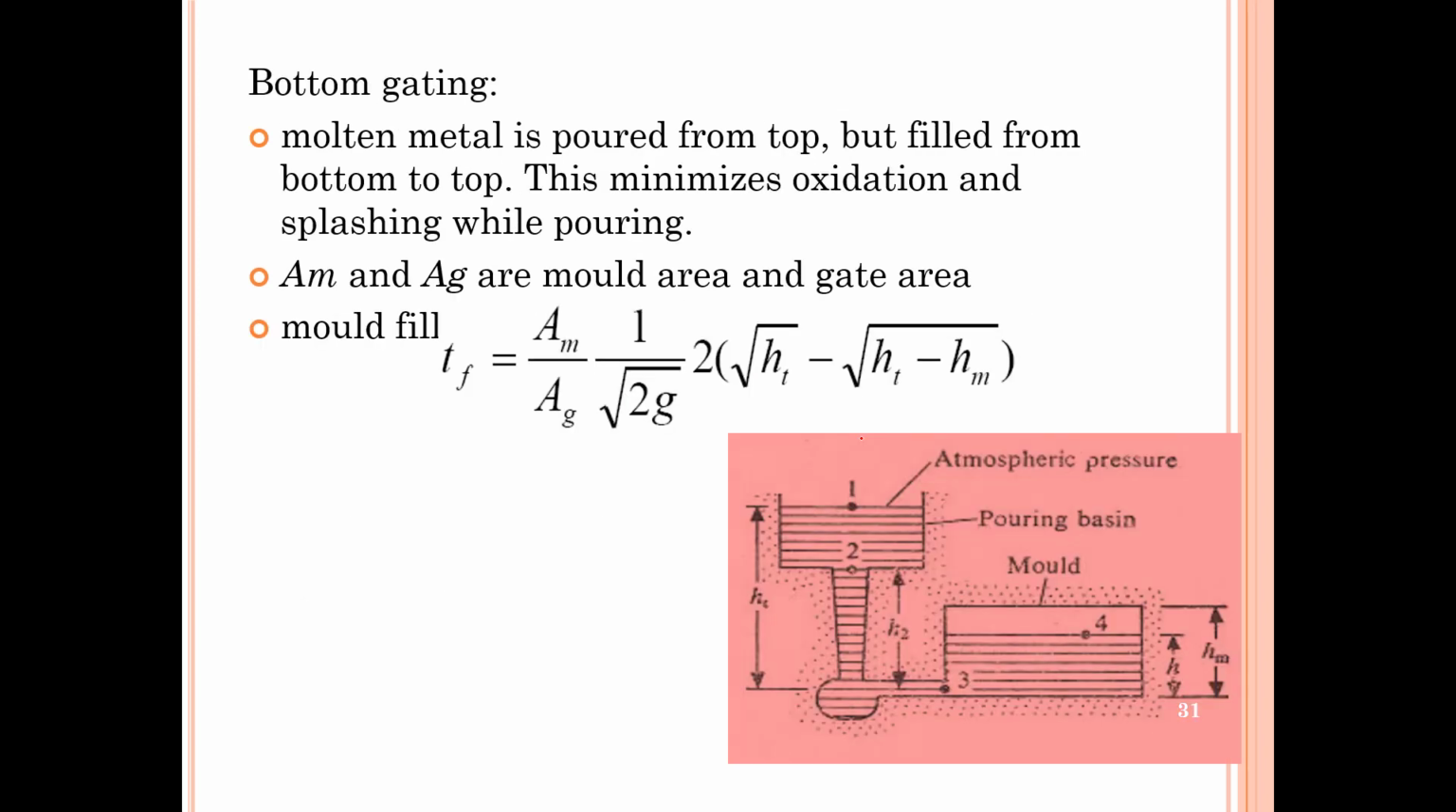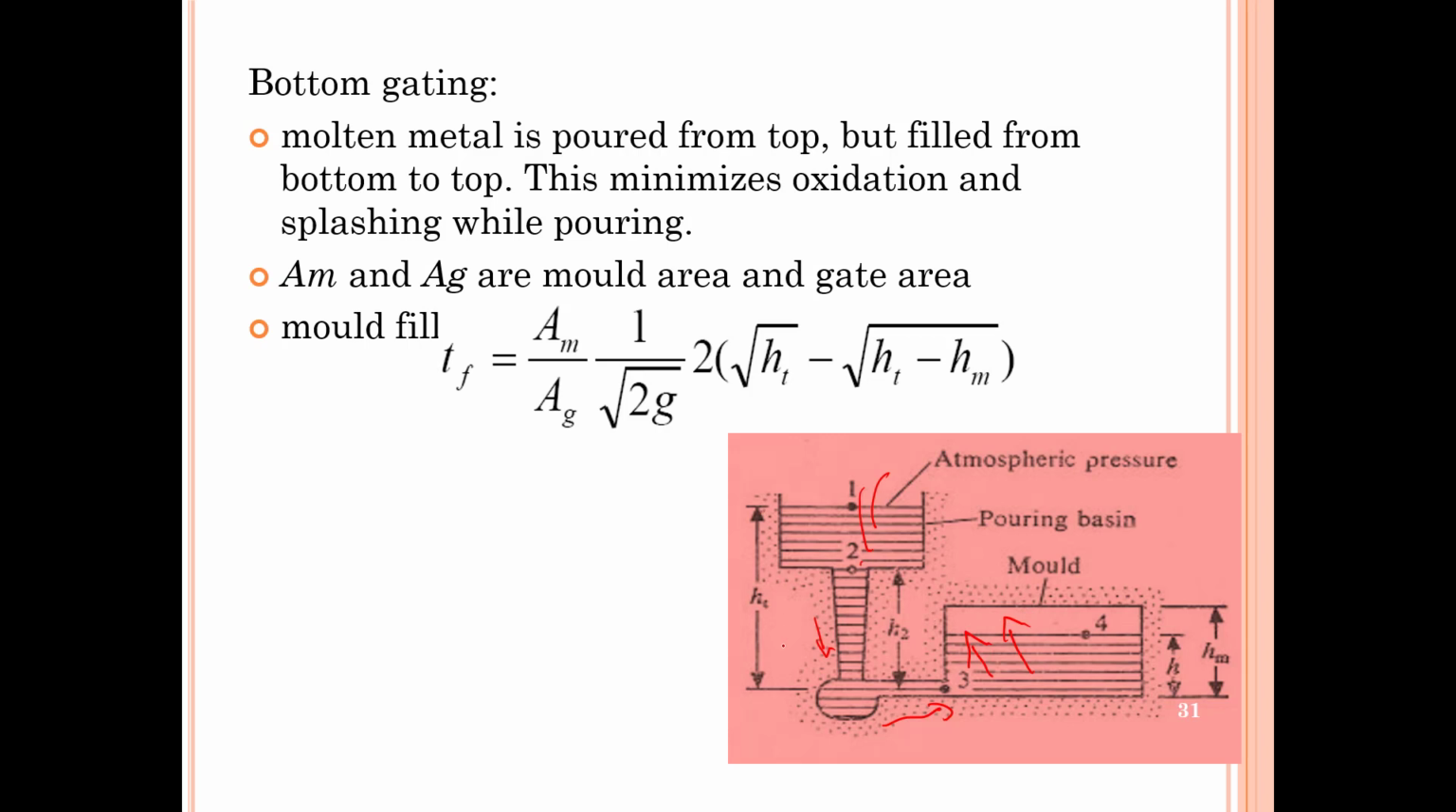Another type is bottom gating. The molten metal is poured from the top but filled from bottom to top. This minimizes oxidation and splashing while pouring. So if we are pouring the molten metal from the top, then it enters, first it fills the bottom, then the top portion is filled.